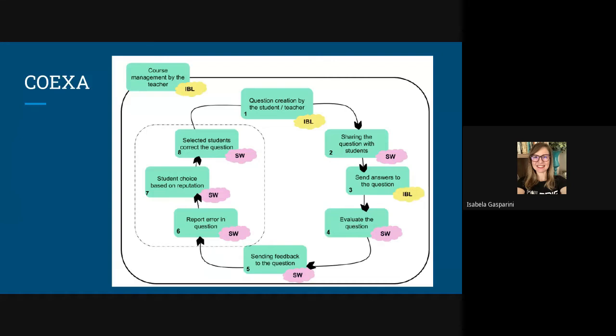The model proposed that teachers manage all the actions carried out by the students and interfere when they perceive the need. The teacher can create questions for students, manage the interactions, and interact with them when needed. The student can create questions to share with their classmates, and students can also answer, evaluate, give feedback, and report questions. When a question is reported, it needs to be reviewed, and the model suggests that other students do this when selected based on their reputation in the course environment.